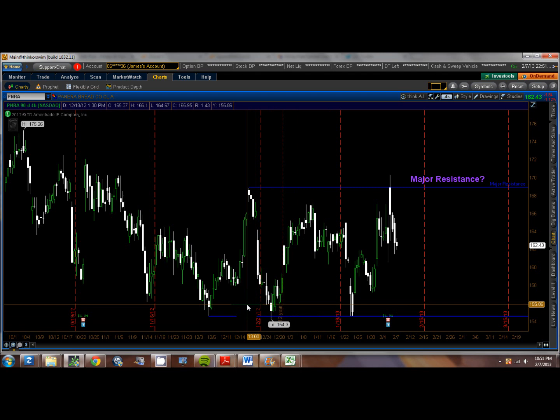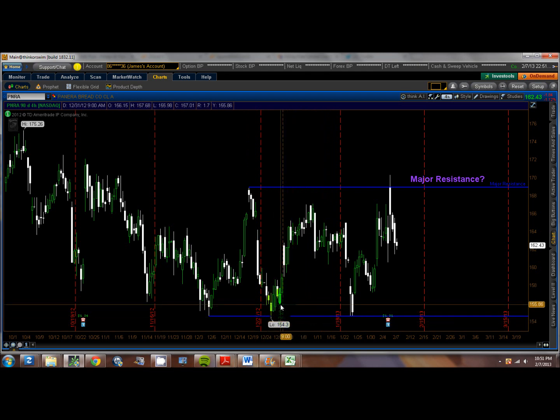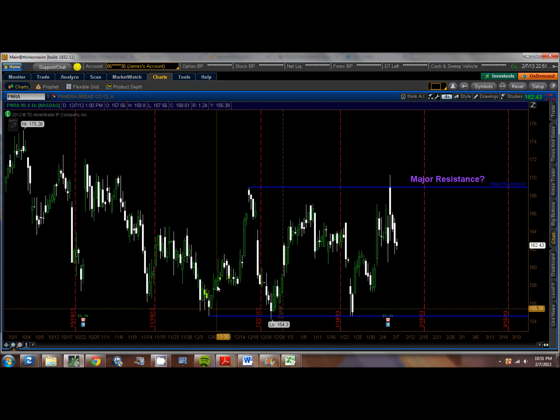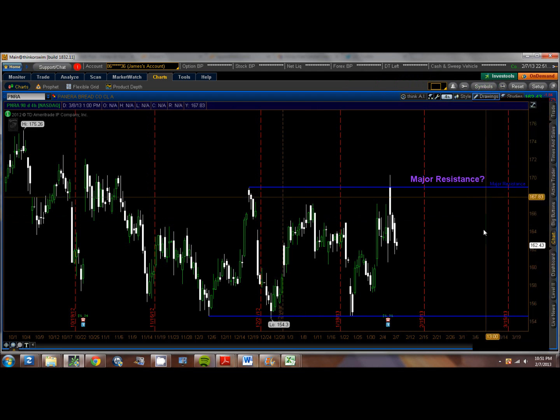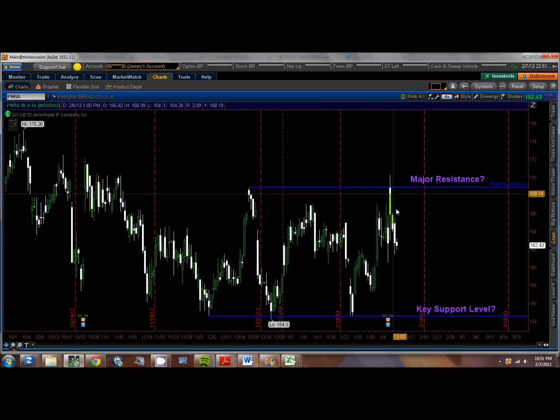You have to be a little bit judicious with how you draw these lines, trying to get the general area that the market has respected. So the market has definitely respected this area. Now, let me pause for a second. One thing you might note is that this would be major resistance. This down here could be a key support level. So I've got these two things drawn.